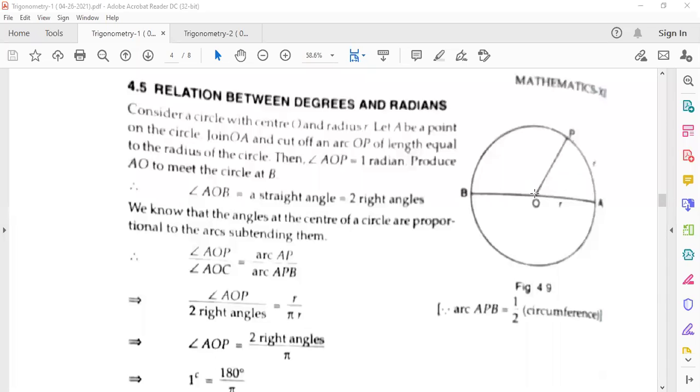Now if we produce this OA up to the circle, then it cuts the circle at the point B, then OB is also made. Then AOB, total angle of AOB, what is the measurement of angle AOB? 180. 180, because it is a straight angle. 2 pi or 180. Now look here, consider a circle with center O and radius R. Let A be a point on the circle.